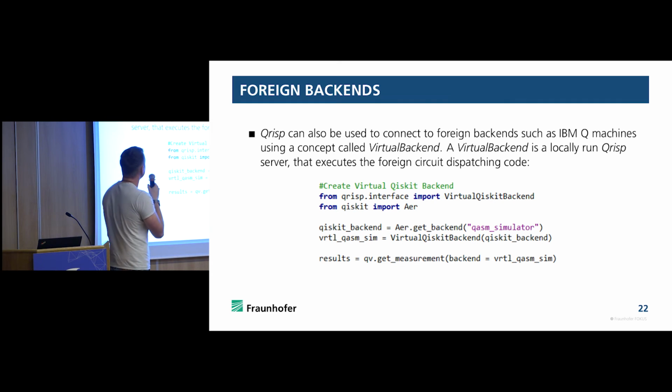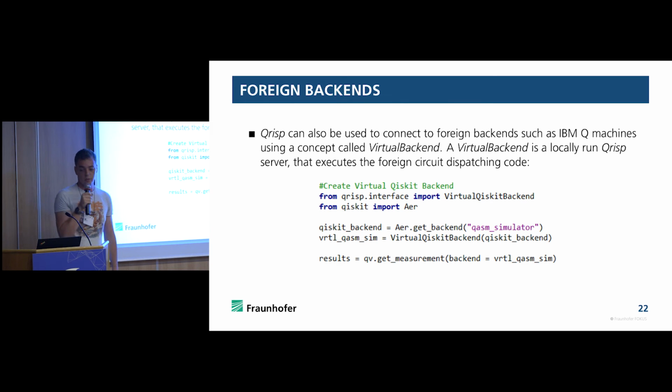Okay, so let me say a few words about the virtual backend, which I already mentioned. This is basically a way to tell Qrisp how to dispatch your circuit. Here you will see a wrapper of a virtual backend, which is the virtual Qiskit backend. What this virtual Qiskit backend does is it takes an actual Qiskit backend and transforms it into a Qrisp backend. And then you can just call the get_measurement method with the backend keyword, and it will use the QASM simulator to evaluate your circuit.